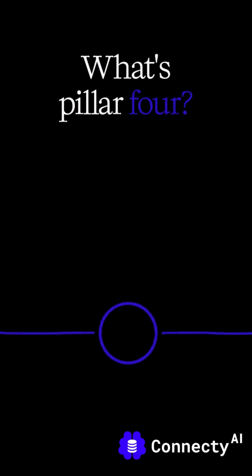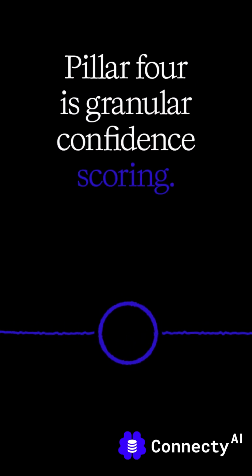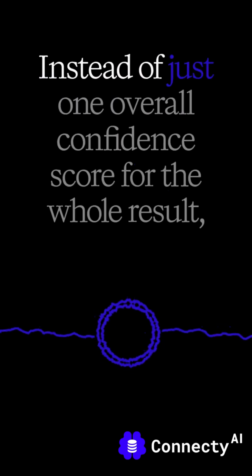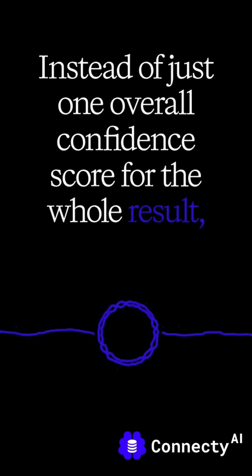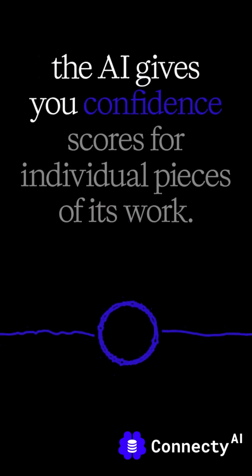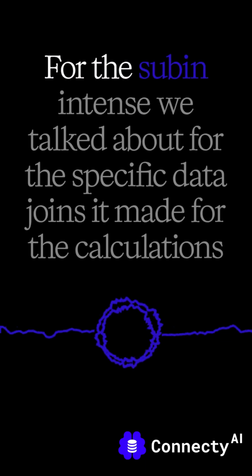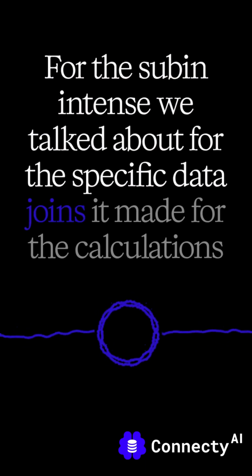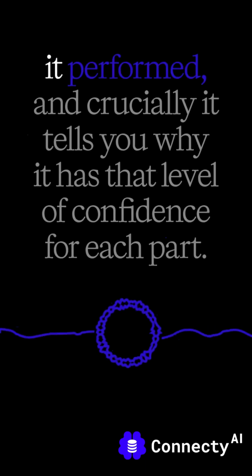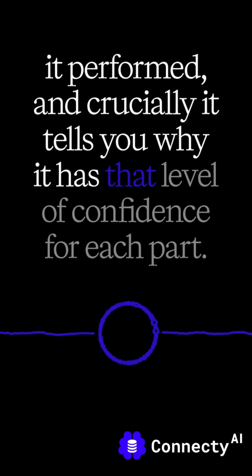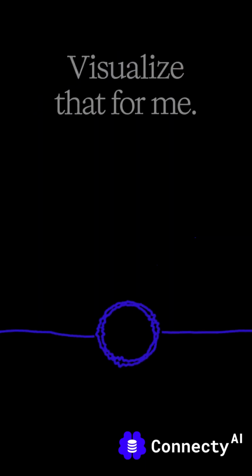What's pillar 4? Pillar 4 is granular confidence scoring. This is pretty cool. Instead of just one overall confidence score for the whole result, the AI gives you confidence scores for individual pieces of its work. Like for each step? Yeah, for the subintents we talked about, for the specific data joins it made, for the calculations it performed, and crucially, it tells you why it has that level of confidence for each part. Okay, visualize that for me.